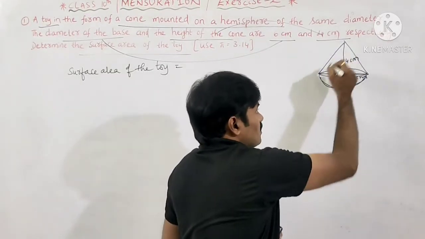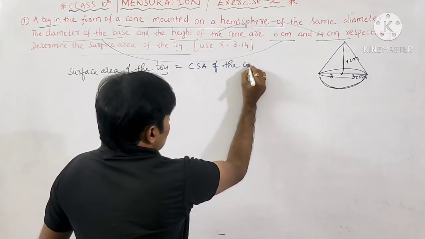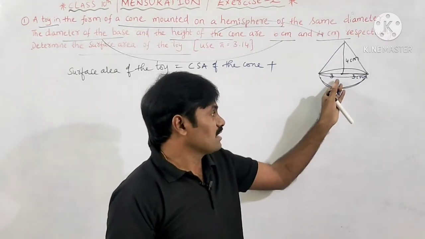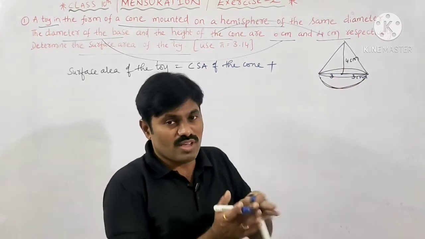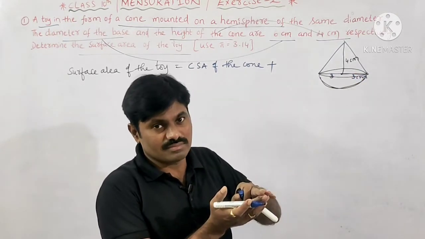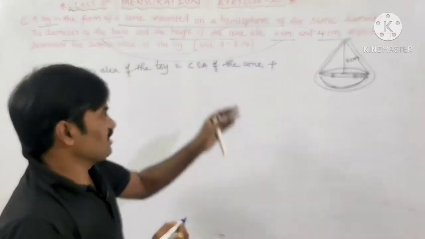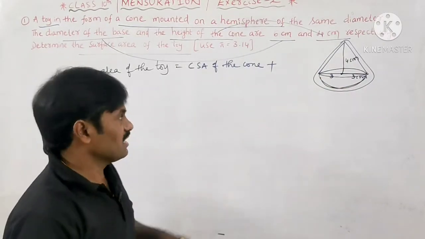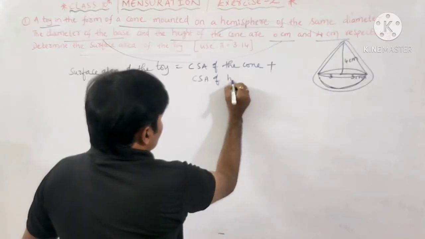curved surface area of a cone plus curved surface area of the hemisphere, because the base of the cone and the base of the hemisphere are coinciding with each other. We are unable to observe this, it is interior. So only the outer area we have to find. That is, we have to find the curved surface area of the cone as well as the curved surface area of the hemisphere separately and add them.